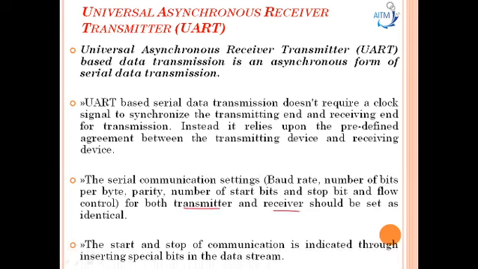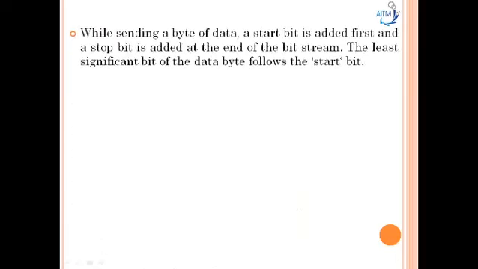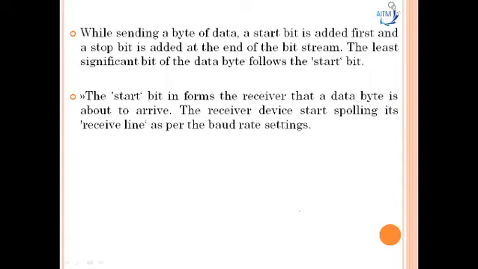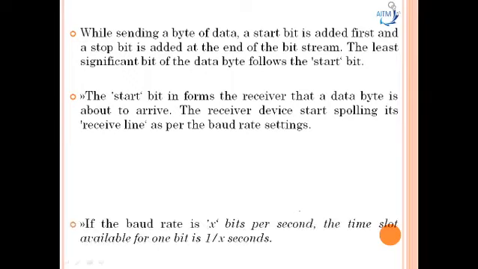And the start and stop of a communication is indicated by inserting special bits in the data stream here. While sending a byte of data, a start bit is added first and a stop bit is added at the end of the bit stream here. The least significant bit, the LSB of a data byte, follows the start bit here. And the start bit informs the receiver that a data byte is about to arrive, and the receiver device starts polling its receiver line as per the baud rate settings here.